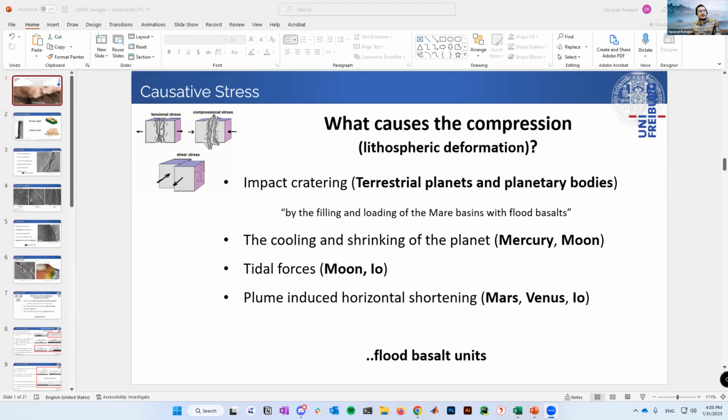Another one, which I am highly involved with, is plume-induced horizontal shortening. We can imagine you have a volcano, like Hawaii, creating lava and volcanic products, and that is coming up to the lithosphere, and your lithosphere is deflecting, I mean bending inwards. This volcanic product on top of the lithosphere starts a sliding effect that creates horizontal shortening. And all of them occur on flood basalt units.